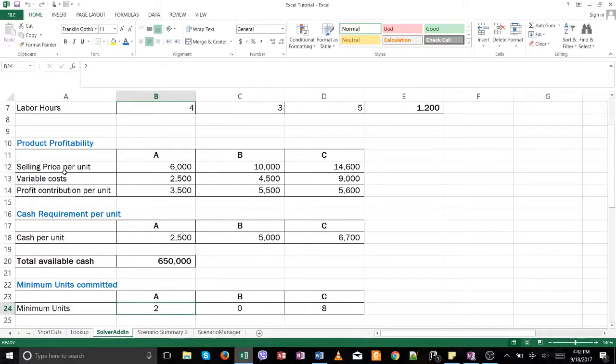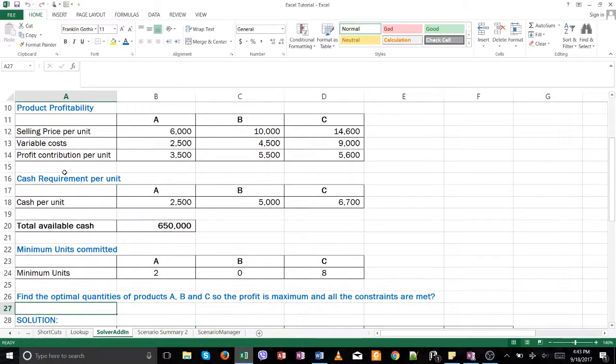Likewise, the company has certain committed production. It has already committed certain deliveries to its customers, like 2 units of A has already been committed and 8 units of product C has already been committed. It has not made any commitment for product B, so the minimum units required is 0.